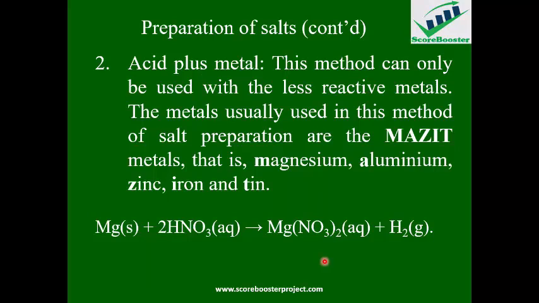The metals usually used in this method are called MAZIT, that is magnesium, aluminium, zinc, iron, and tin. So you can form any salt you like with these 5 metals. They are moderately reactive. You can react zinc with nitrate, sulfate, or chloride. So you form salt and hydrogen, because all these metals are above hydrogen in the electrochemical series. So if there is a reaction between the two of them like this, it's going to be a replacement.